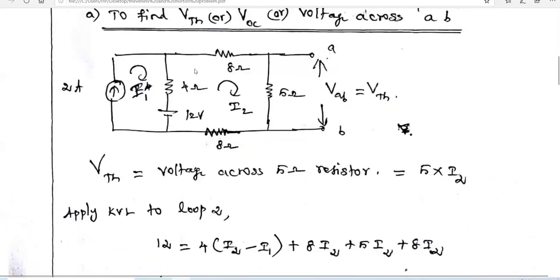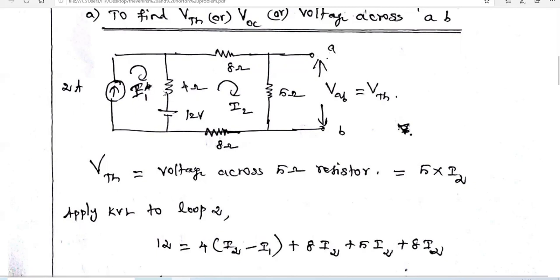So we have to write one more equation, for this loop. For this loop, we have to write the KVL equation. According to KVL, you start from here. The voltage source, minus to plus, is a voltage rise. The sum of voltage rises is equal to the sum of voltage drops. So 12 is equal to 4 into the current flowing through this 4 ohm resistor. This 4 ohm is common to the first loop and the second loop.